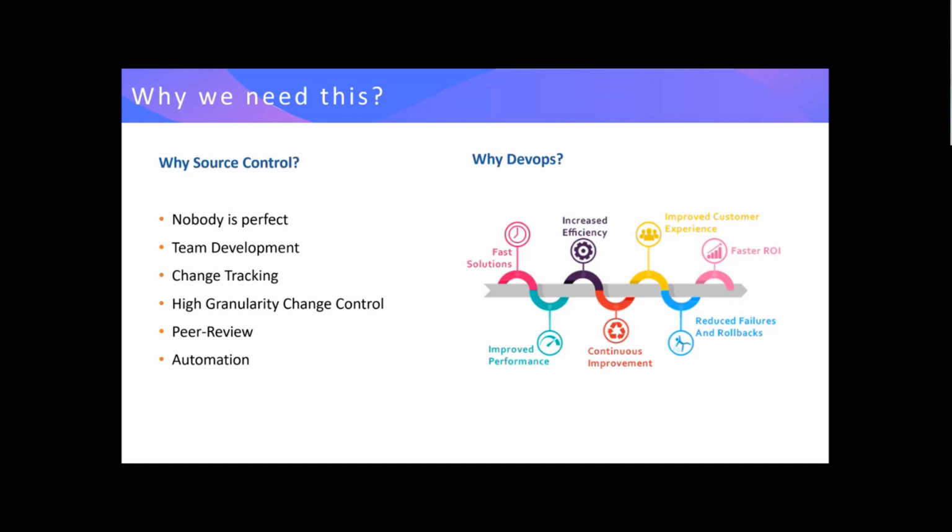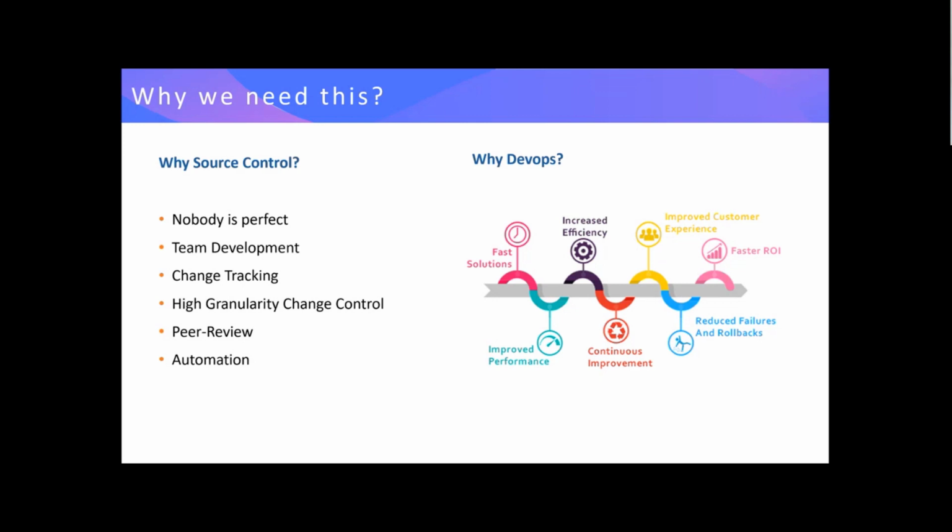Source control also helps us with team development. You're not producing the code just as an individual, you're producing it as a team, and you can share and collaborate among the team. It also helps with change tracking, to see the differences between the code versions that you produce over time. Let's say you publish something into production and it doesn't go well, you can see what has changed between the last versions and production. It also provides high-granularity change control, which means you can choose what you want to push to the next environment.